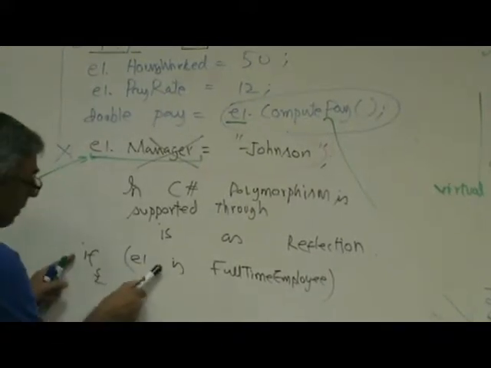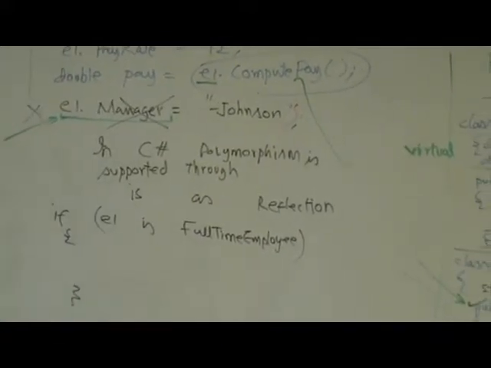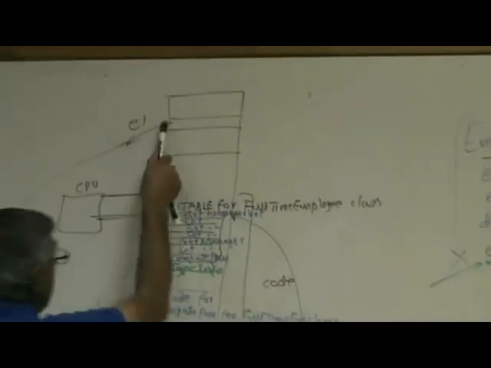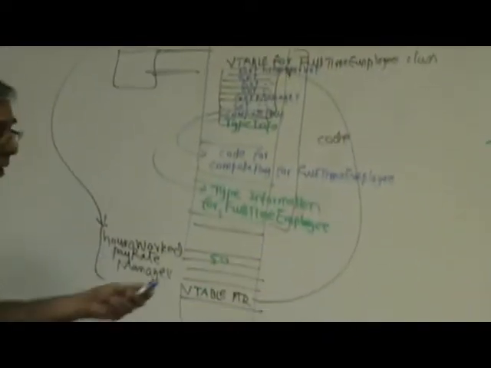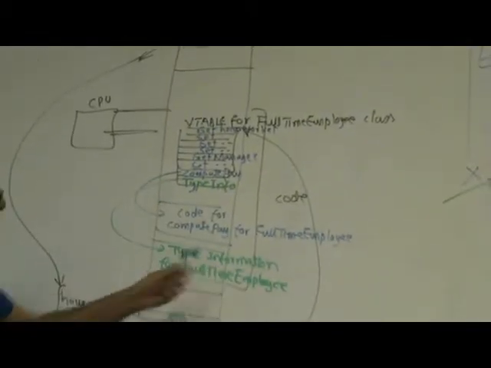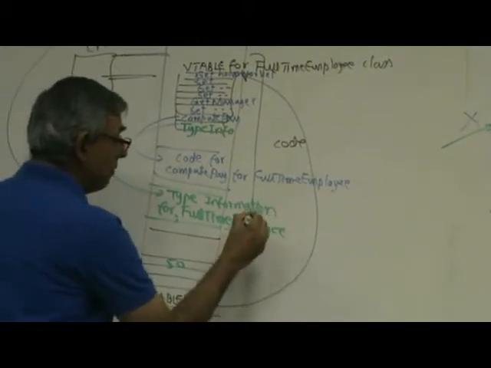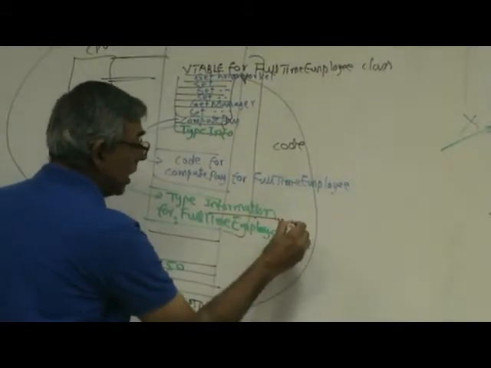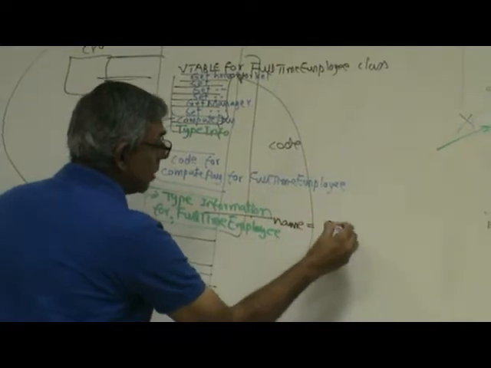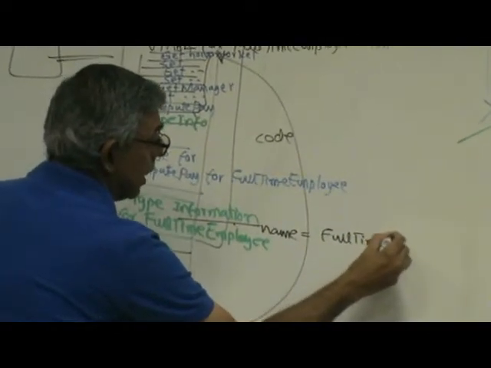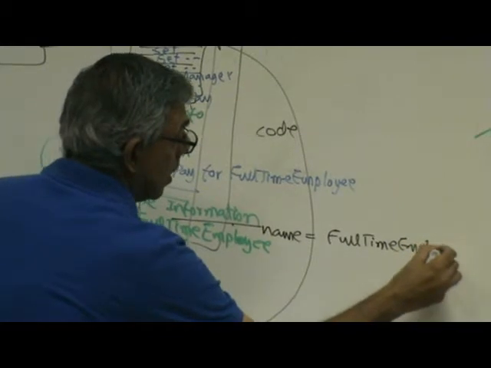First we will say if E1 is a full-time employee, we'll check. So how will this check work? We'll start from E1. It will go to the vtable, then go to the type info, and there it will say the name of the class. Remember, one of the pieces of information maintained over here is name equal to full-time employee. So this will pass, right?